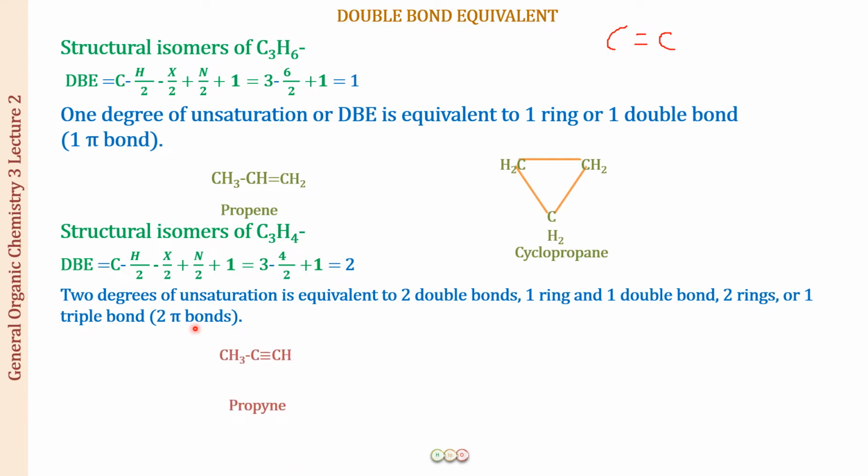Firstly, we can draw a triple bond. So this is 2 pi bonds, right? So 2 value corresponding to 1 triple bond. So this is propyne. Next, we can draw 2 double bonds. So carbon number 1, carbon number 2, we have 2 double bonds. So this is propa-1,2-diene. Next, we can draw one ring and one double bond. So this is cyclopropene, where we have one ring and one double bond.